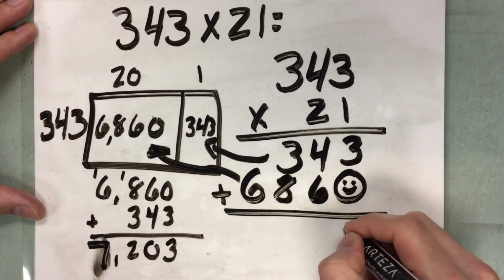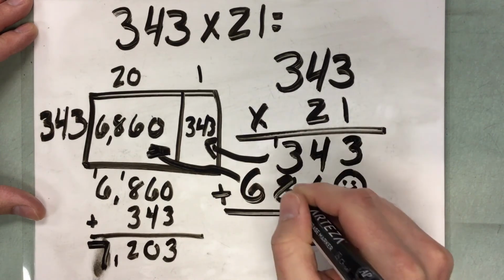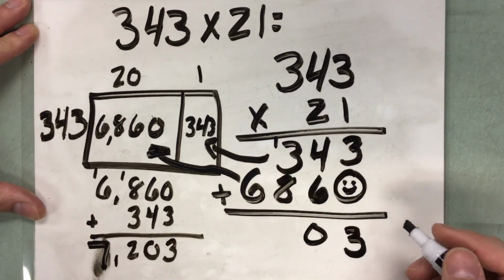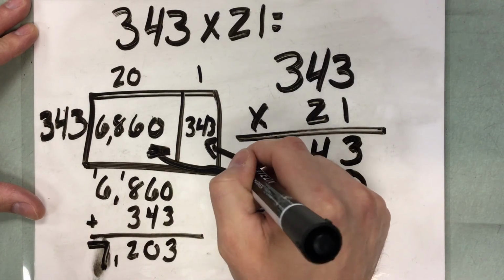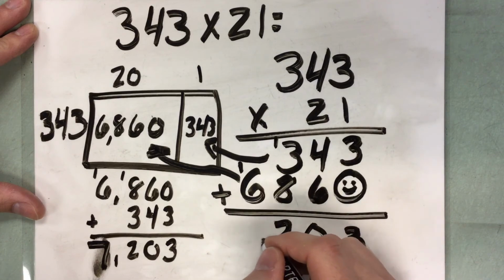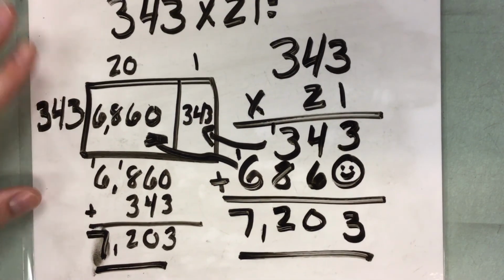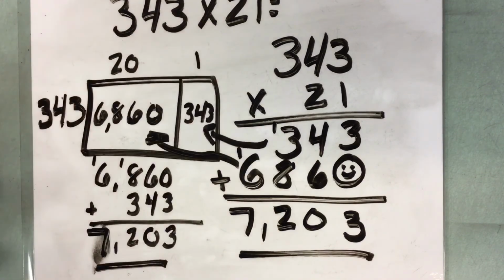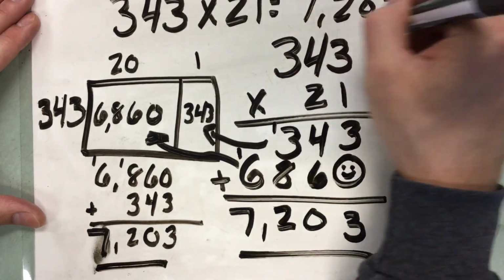So 3 plus 0 is 3, 6 plus 4 is 10, 8 plus 3 is 11, plus 1 is 12. Don't forget my 1 this time. And 6 plus 1 is 7. So you can see we came up with the same answer, the standard algorithm and the area model. We have the same partial products for each. So that is how these two methods are connected.